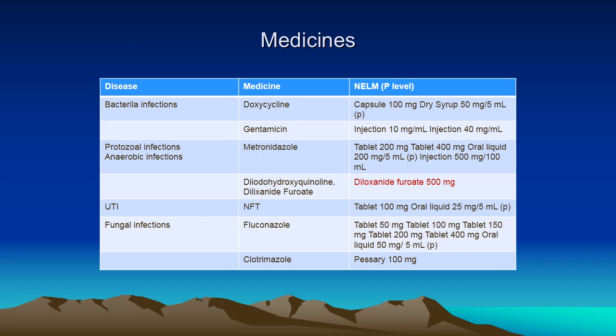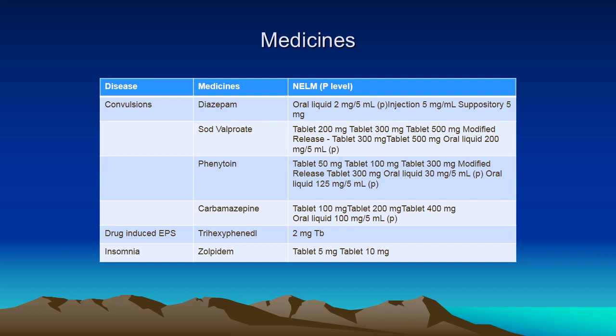For UTI, NFT or cotrimoxazole, nitrofurantoin is there. For fungal infection, oral fluconazole liquid can be used, and local pessary of clotrimazole in females. For convulsions, diazepam oral, injectable, suppository, sodium valproate oral or liquid, phenytoin as oral or injectable, and carbamazepine as oral. These are required for various types of epilepsies in children and adults, so it covers a wide range of priority diseases.